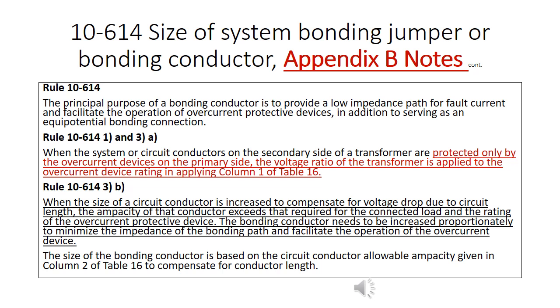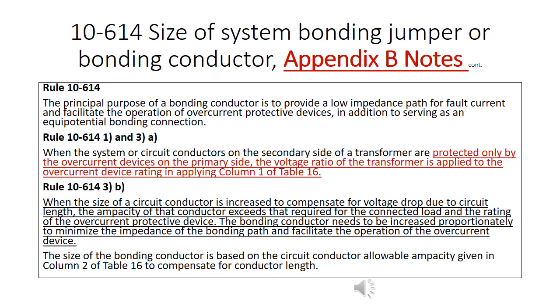To operate. In other words, they want to make sure that the overcurrent device will operate. That's what facilitate means. Rule 10.614, Subrule 1 and 3A. When the system or circuit conductors on the secondary side of the transformer are protected only by the overcurrent device on the primary side, the voltage ratio of the transformer is applied to the overcurrent device rating in applying column 1 of Table 16. So, question.